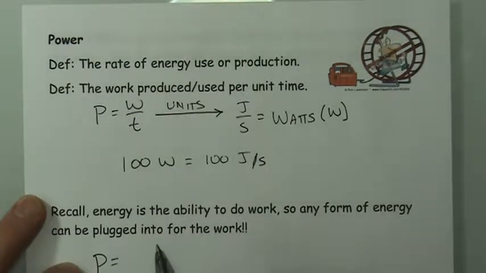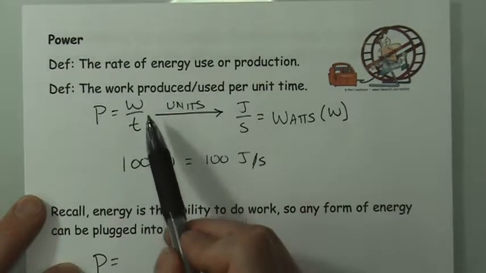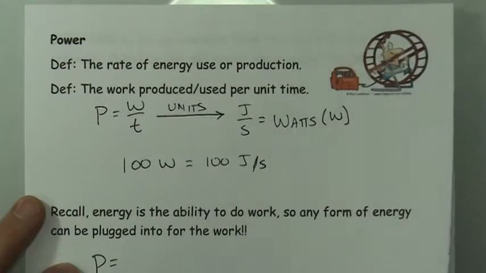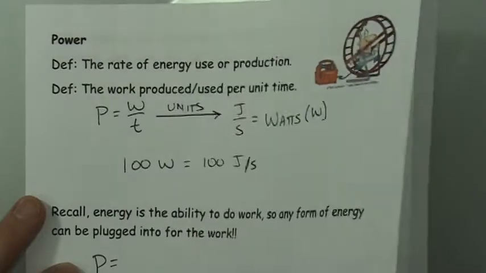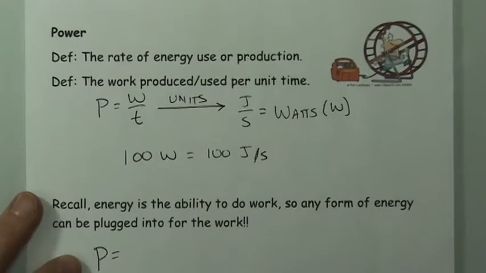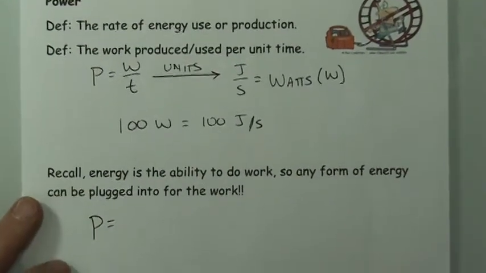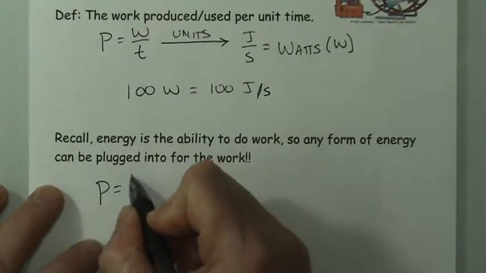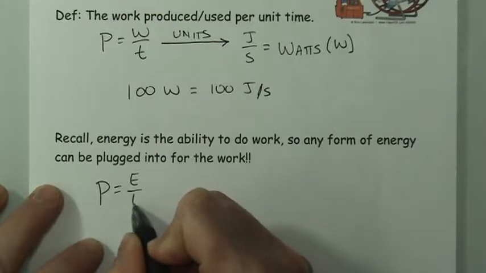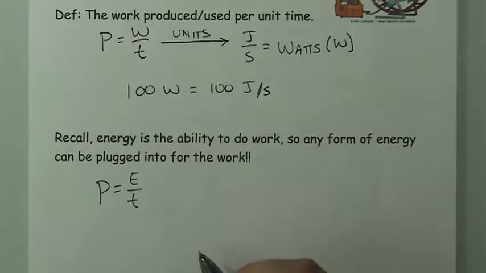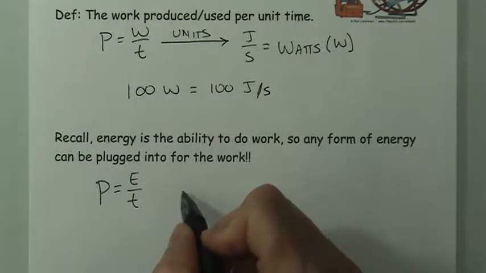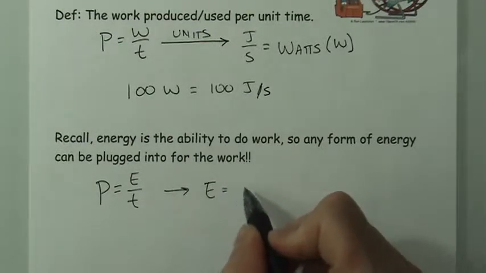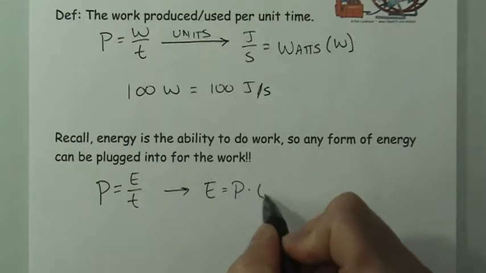If you're asked for the definition of power, you definitely want to say work over time. But if you're asked for power in terms of, let's say, electrical energy or nuclear energy or any other form of energy, you can generically write it as P is equal to E over T. And then therefore, I could calculate the amount of energy in a system by saying power times time.